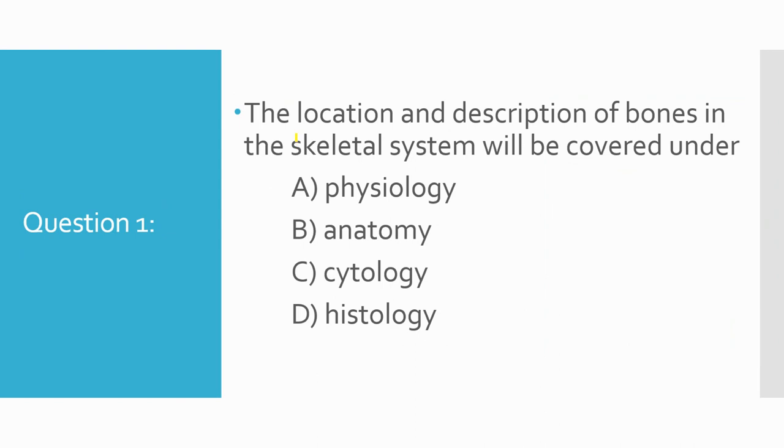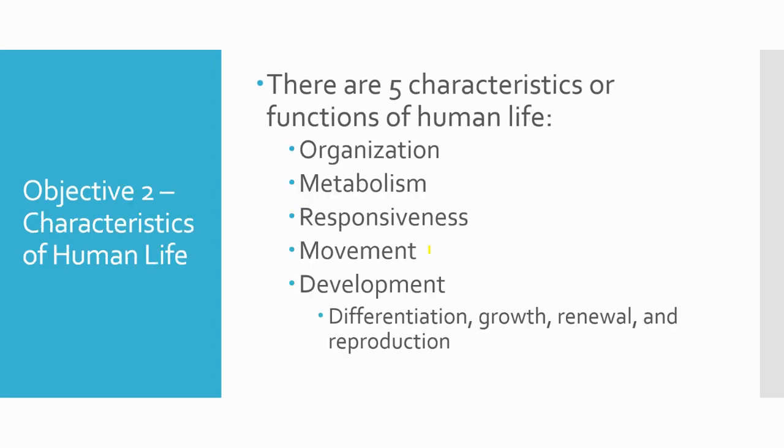First question: the location and description of bones in the skeletal system. If we're looking at the bones specifically, that would be anatomy. If we were looking at how the bones work together in a joint, that would be physiology.